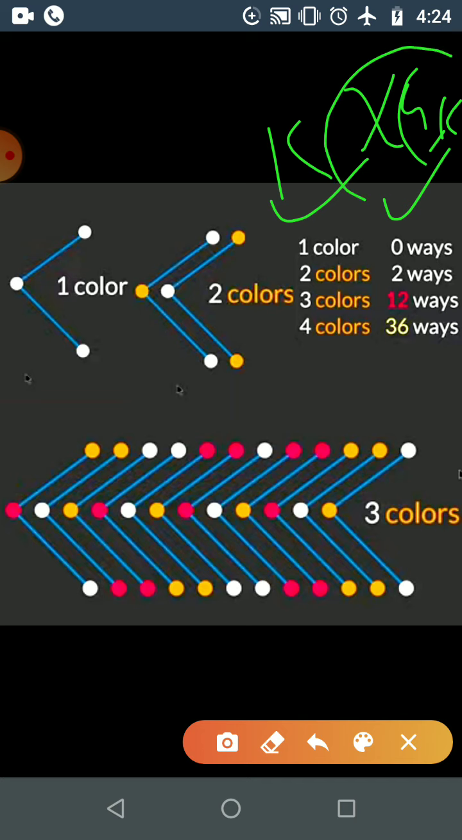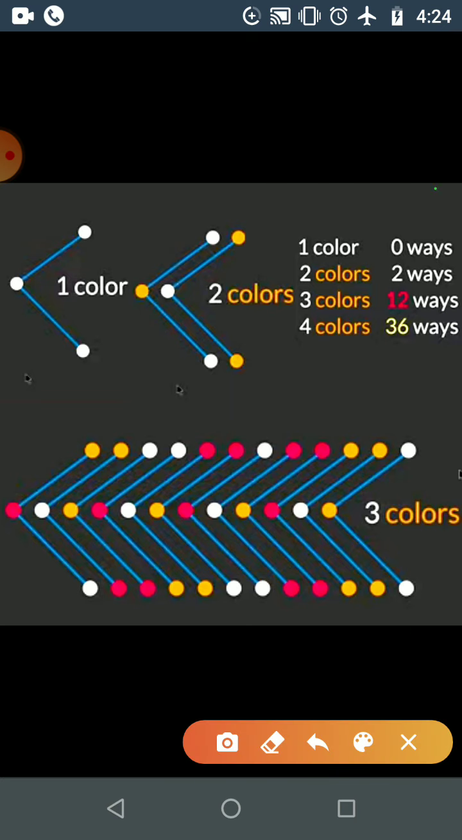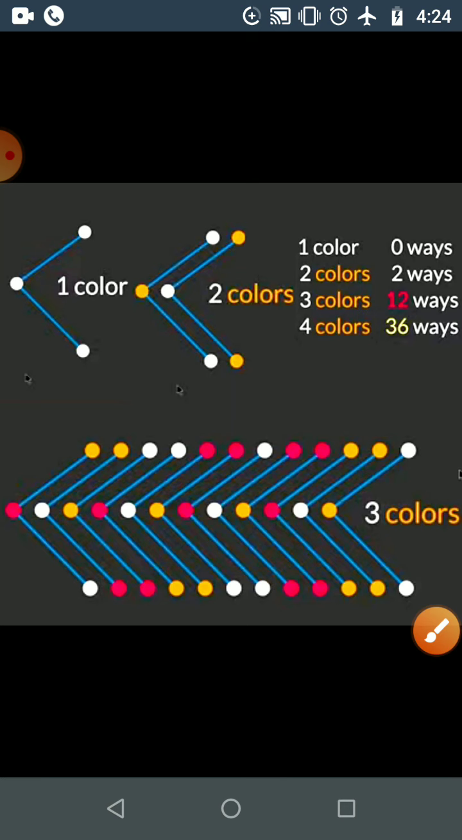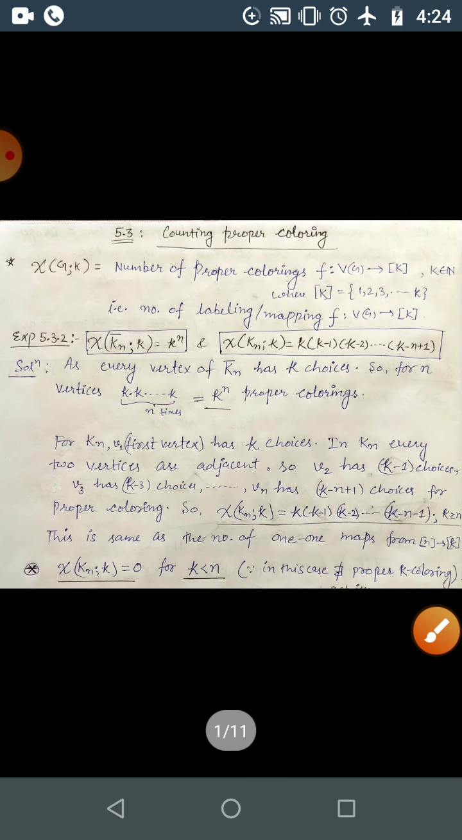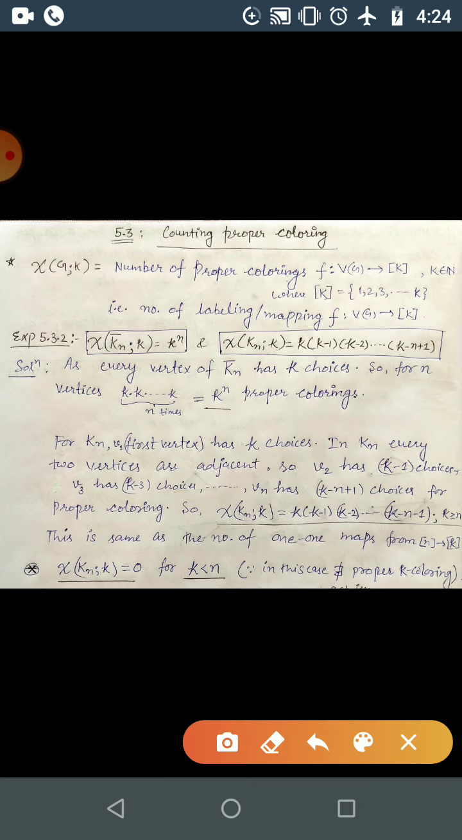Okay, and here we are just having the proper coloring, the number of ways we can color the graph. Now come to some example based on this one. If you are given n vertices and k colors, for example you are given 3 vertices and only one color, then you can have only one proper coloring, that is you can color all the vertices by the same color, correct? So in that case it will be 1.